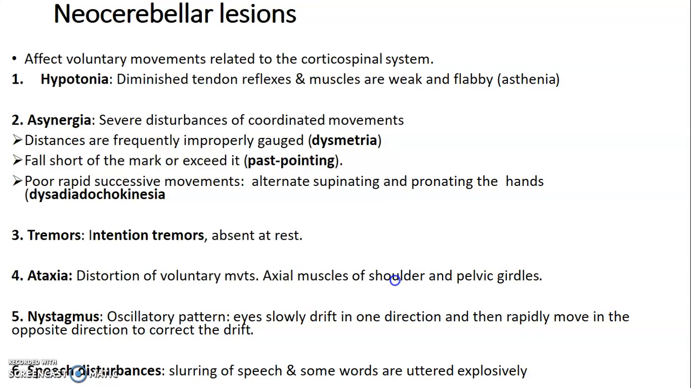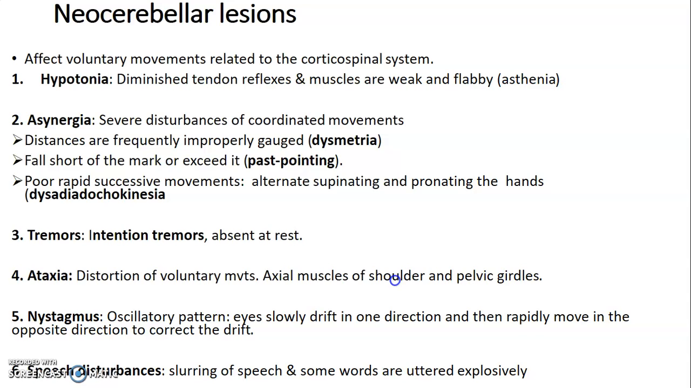Then we have ataxia, where there's distortion of voluntary muscles, so axial muscles of the shoulder and pelvic girdles are involved. Cerebellar lesions also cause nystagmus, where you have oscillatory movement of the eyeball, and also speech disturbance, where you have slurred speech.